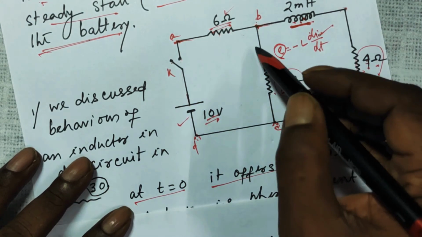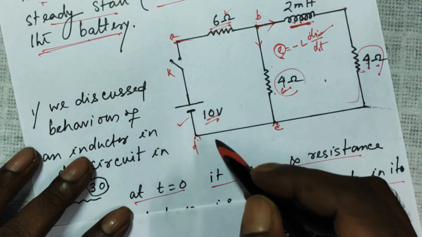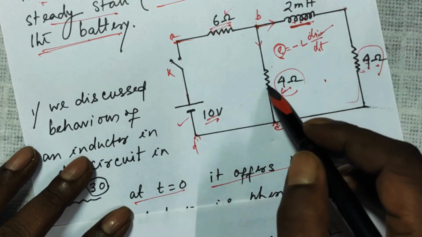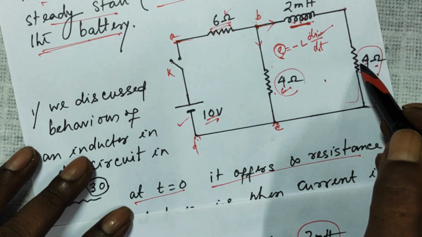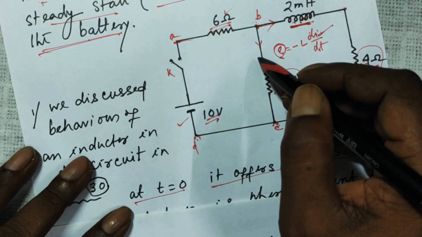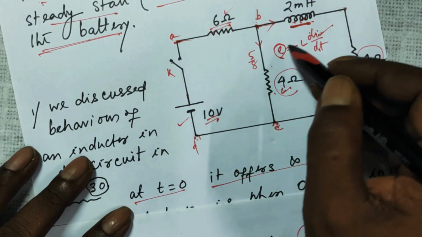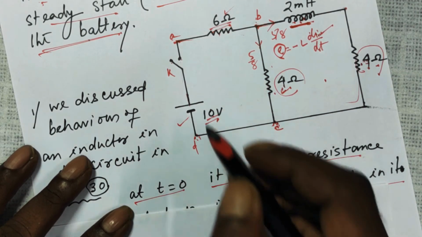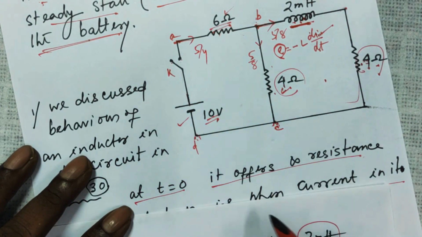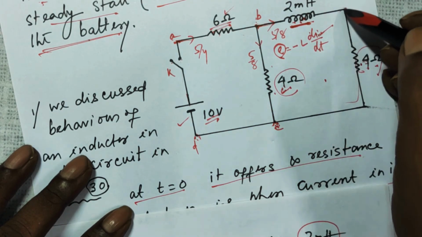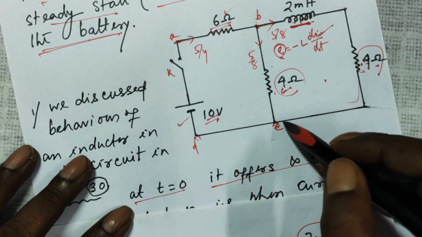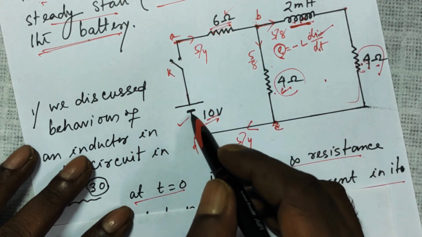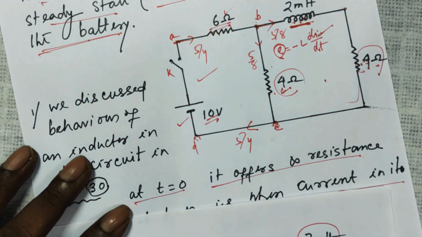At this point it will distribute. A part will go to this side, a part will go to this side. How much will go to each side? Because of equal resistance, it will be equally distributed. So that will be 5 by 4 divided by 2, that is 5 by 8. To this side also 5 by 8 at t is equal to infinite, right? And to this side is 5 by 4. This 5 by 8 and this 5 by 8 combine here, it becomes 5 by 4, and that also passes through the battery, right?